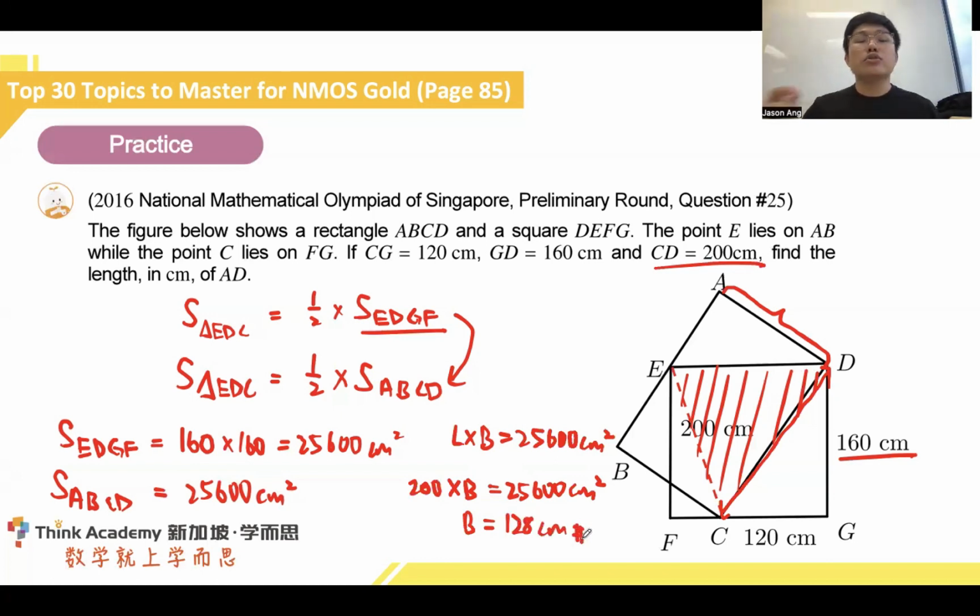And just like that, using your half model, you can observe that the triangle is half of the area of the square and also half the area of your rectangle. And this allows you to find the breadth of the figure. So the breadth of the figure, 128, is also the same as the line AD.